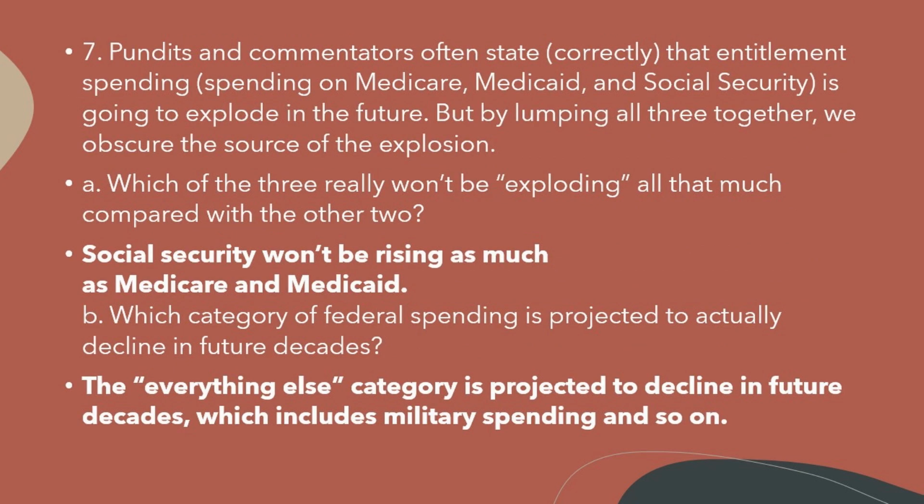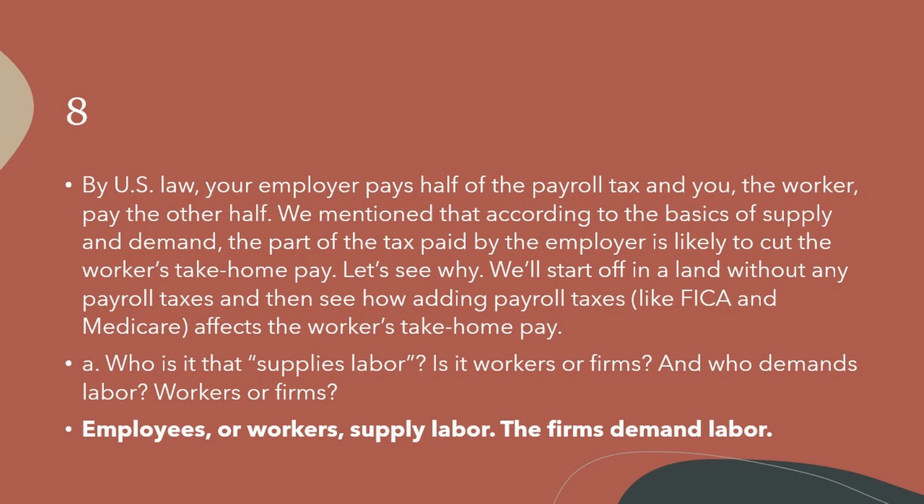For question 7, we're looking at future projected spending, especially federal spending, and we're looking at 3 things here: Medicare, Medicaid, and Social Security. For part A, we said that Social Security won't be rising as much as the other 2 in the category. For part B, we said that the everything else category is projected to decline in future decades, which includes military spending and so on.